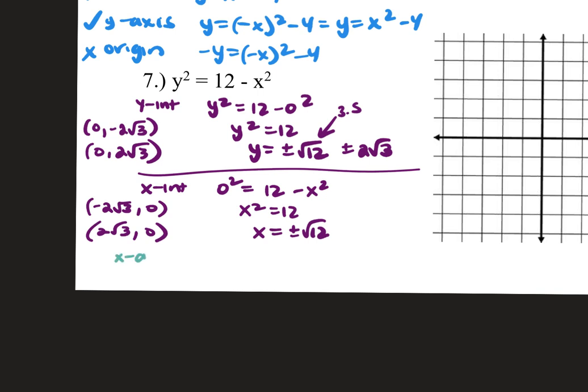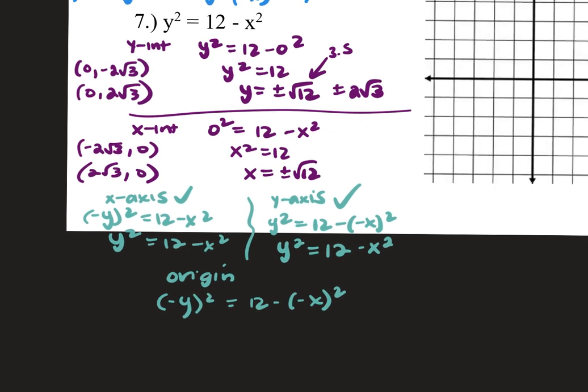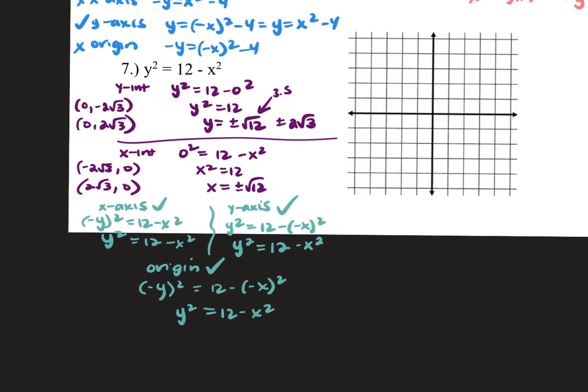For x-axis symmetry, I plug in the -y. That squared is going to make it go away, so it equals the original. Test for y-axis symmetry. Now I plug in -x. That squared is going to make it go away as well. It equals the original. And origin, both of them are going to go back to the original. So it also has origin symmetry.